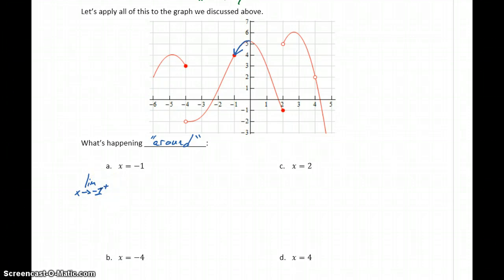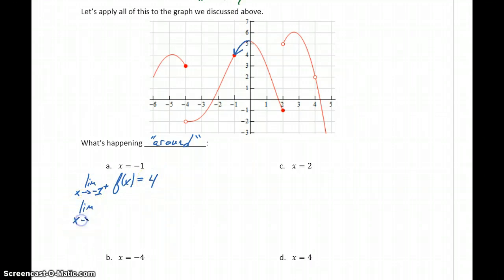And then we put that little plus symbol to indicate approaching from the right-hand side of f of x. In this case, as we approach from the right-hand side, again, we're getting closer and closer to that value of 4. So our right-hand limit of our function as x gets closer to negative 1 is 4.